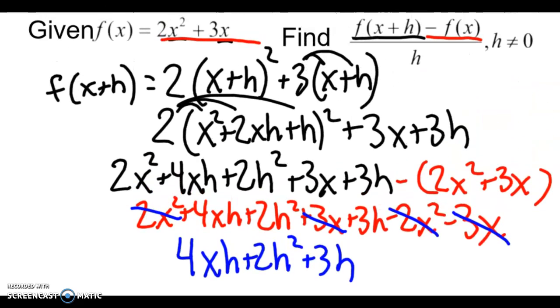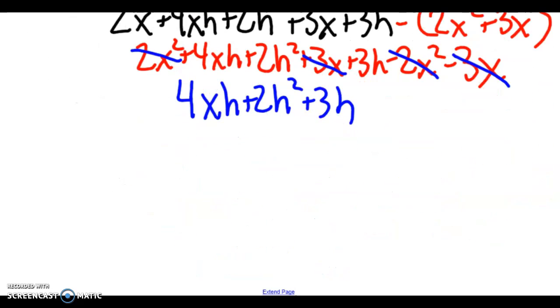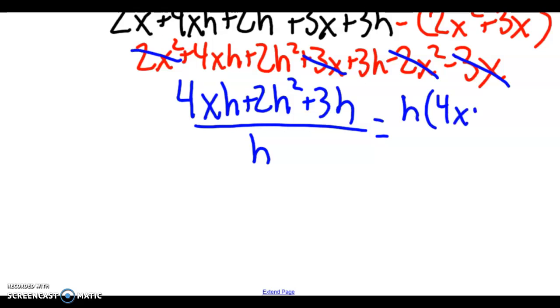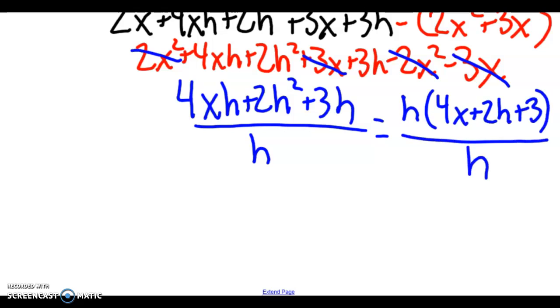Now that that's this entire numerator, I'm going to divide all of that by h. In that numerator, we have a greatest common factor of h. So I'm going to pull out an h from everything in the numerator. So we get an h times quantity 4x plus 2h plus 3 all over h.